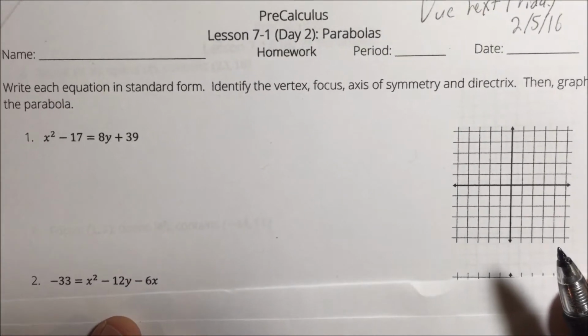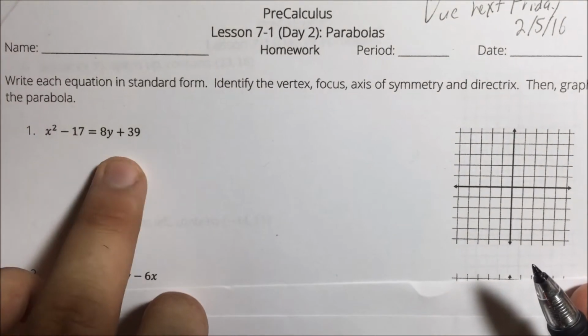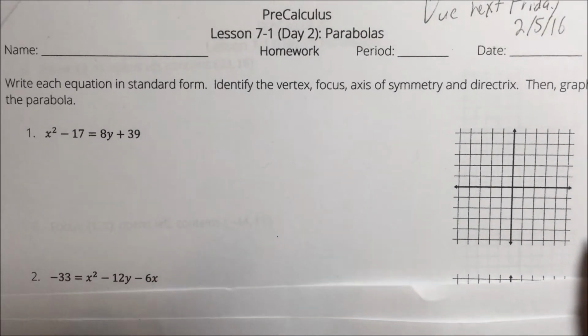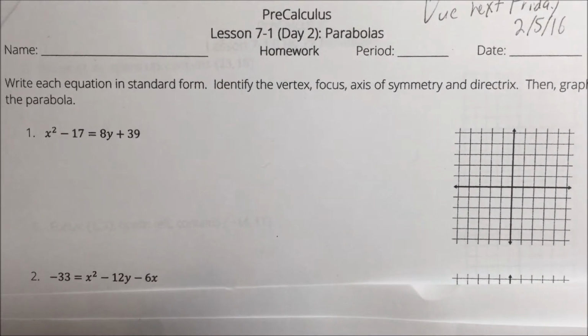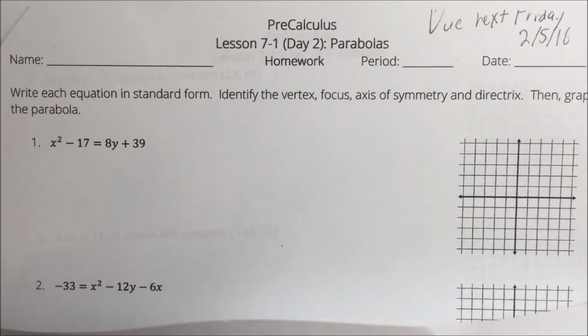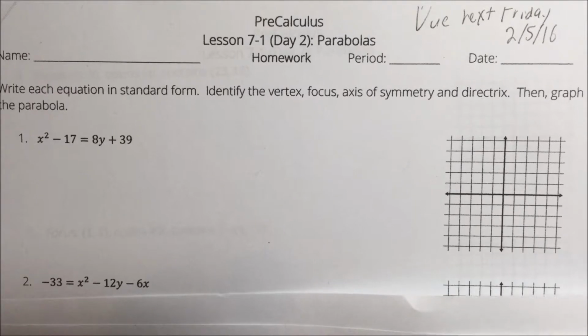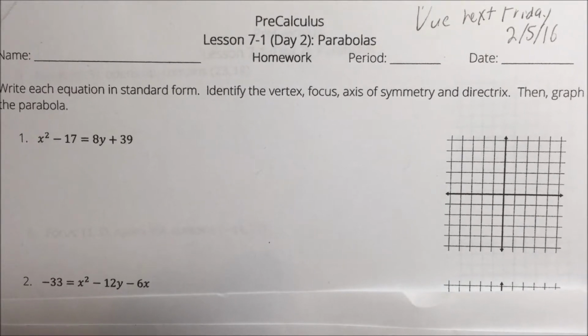So the first one we have is x squared minus 17 is equal to 8y plus 39. And of course, if you're still kind of confused on these concepts, or you find yourself really lost as to what I'm doing, maybe go back and watch the actual lesson and see if you can get up to speed on this video.